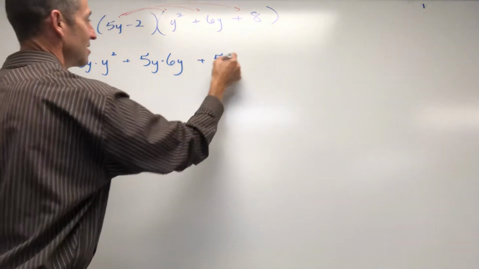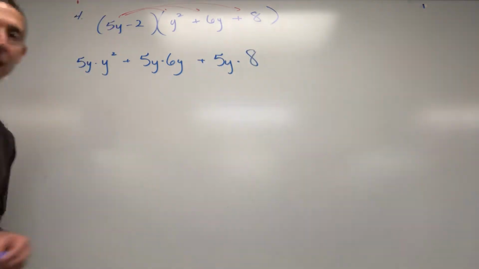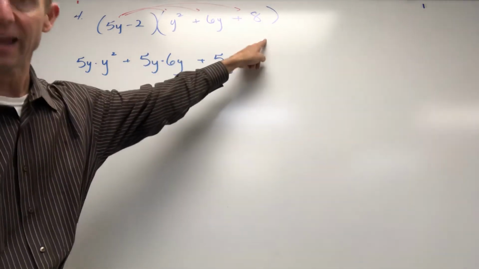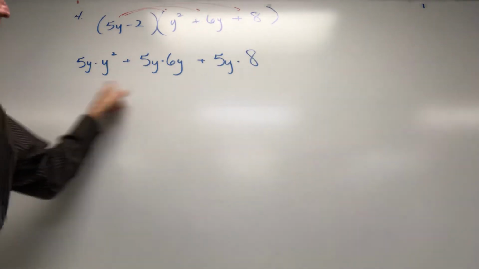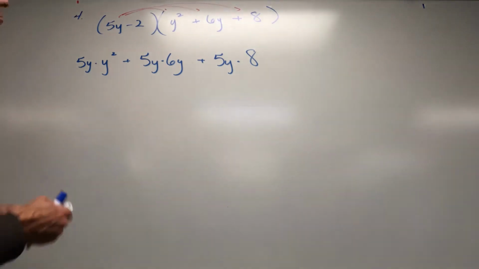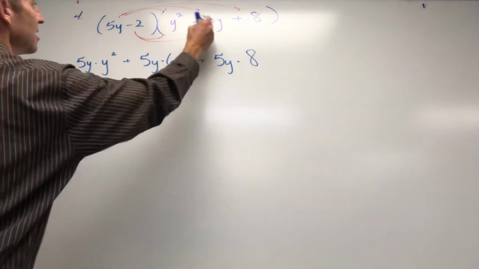6y. So the 5y is going to hit the y squared, it's going to hit the 6y, and it's going to hit the 8. So already you've got 3 math problems. We're getting ready to have 3 more when the -2 rolls in there.